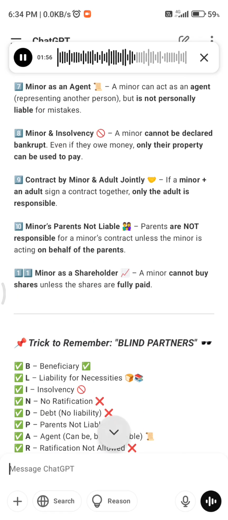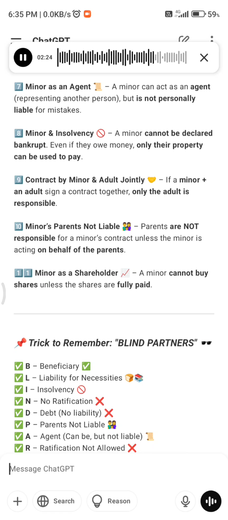8. Minor and insolvency. A minor cannot be declared bankrupt. Even if they owe money, only their property can be used to pay. 9. Contract by minor and adult jointly. If a minor and an adult sign a contract together, only the adult is responsible. 10. Minor's parents not liable. Parents are not responsible for a minor's contract unless the minor is acting on behalf of the parents.